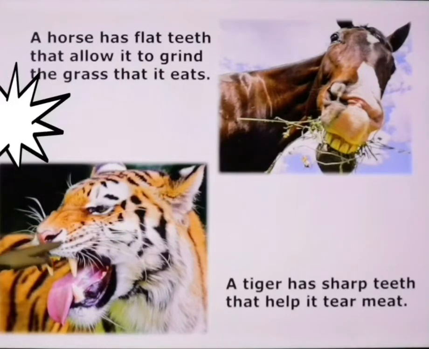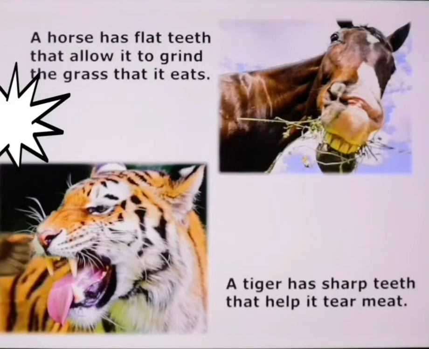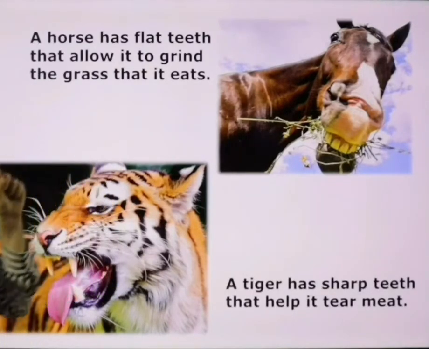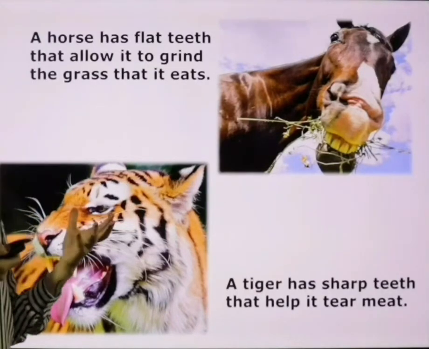Let's see the difference between the horse's teeth and the tiger's teeth. A tiger has sharp teeth like knives that help it tear meat. So one of the tiger's adaptations is the sharp teeth. This is its structural adaptation. Because of these sharp teeth, this tiger can tear meat or the prey that he hunts.